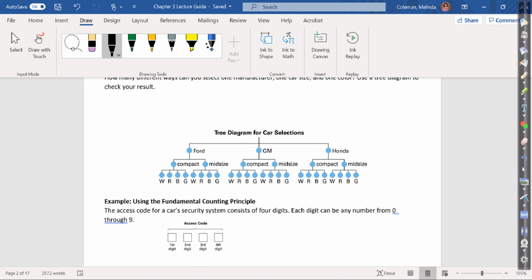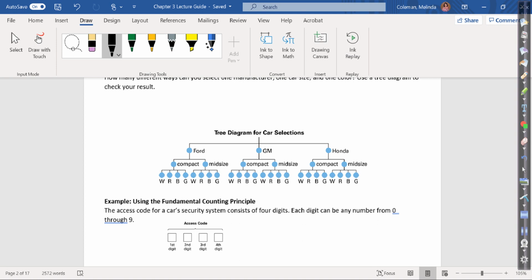And as you can see, the diagram gets a little more extensive. But here's your Ford, your GM, and your Honda. Then you could get a compact, a mid-size in each one, and you have the 4 different colors. So you could get a Ford that's a compact that's white. You could get a Ford compact that's red. You could get a Ford mid-size that's green. So each one of these is options.